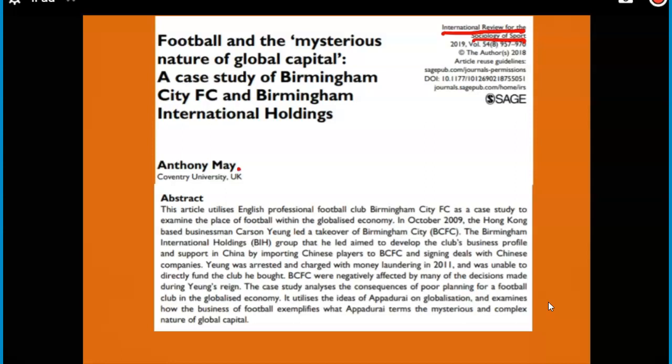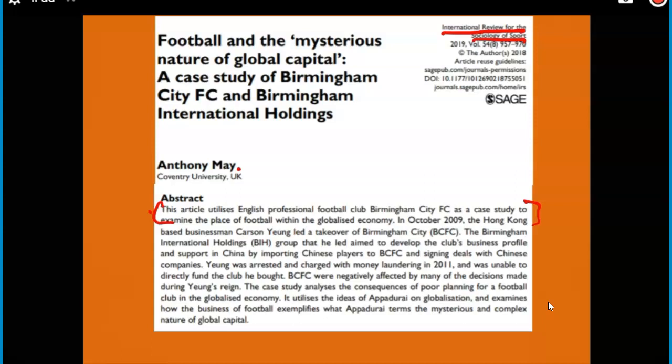So this article utilizes English Professional Football Club, City FC, as a case study to examine the place of football within the globalized economy. That's really the sentence I wanted to show you, and then this case studies that I analyze, and so on and so on. But it's really very kind of using one particular example and relating it to a larger context. This particular football club as part of looking at football within a globalized economy.